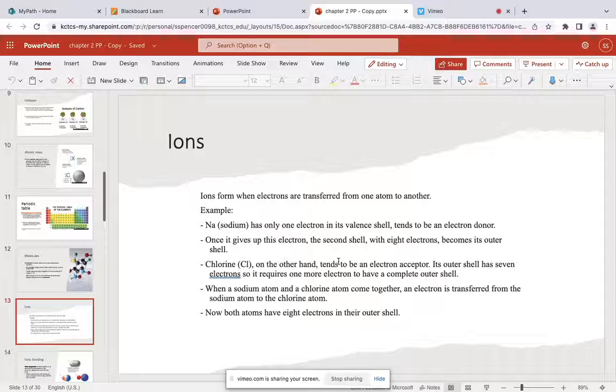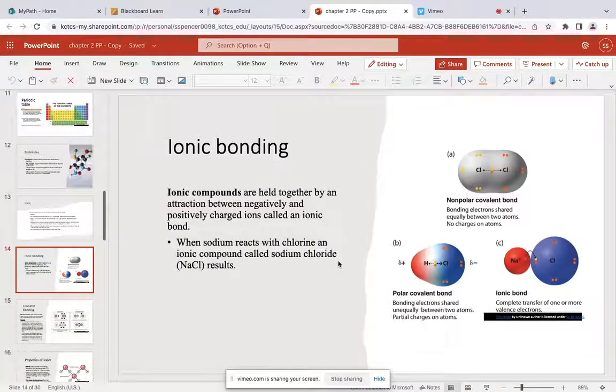So we'll move on going forward. Here I talk about the principle of something called ionic bonding. All ionic bonding is, is an attraction between negatively and positively charged ions. So here I have an example of sodium chloride.